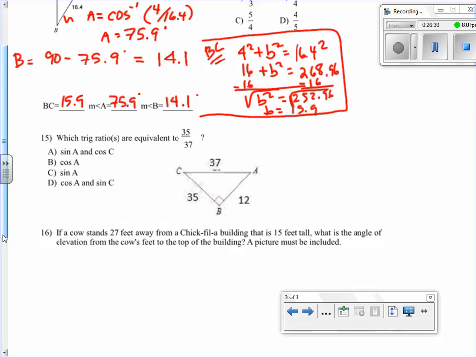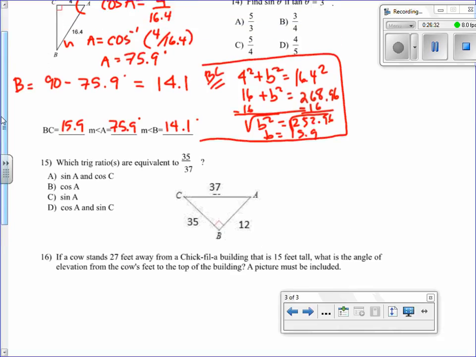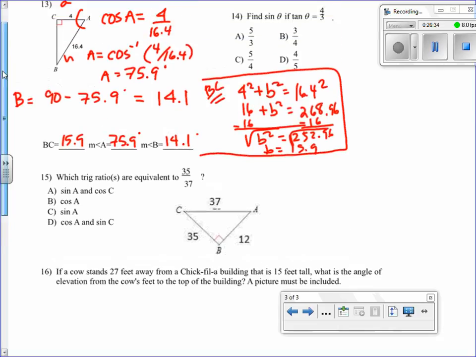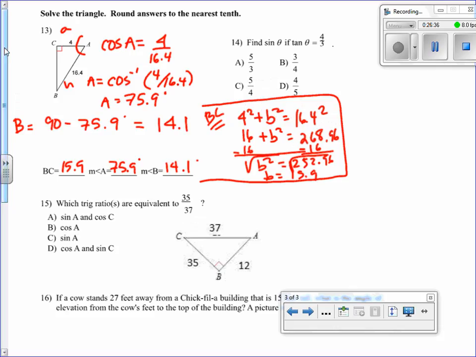Okay? Number 15. Which trig ratios are equivalent? Oh, I still didn't do 14. Alright, so for number 14, it says find the sine of theta if the tangent of theta is 4 over 3. So how did you guys do this one? I drew a triangle, and then I put the theta right there in front. Okay, yeah, that's what I did. Because that would give you the 4 over 3, because the tangent is opposite over adjacent.